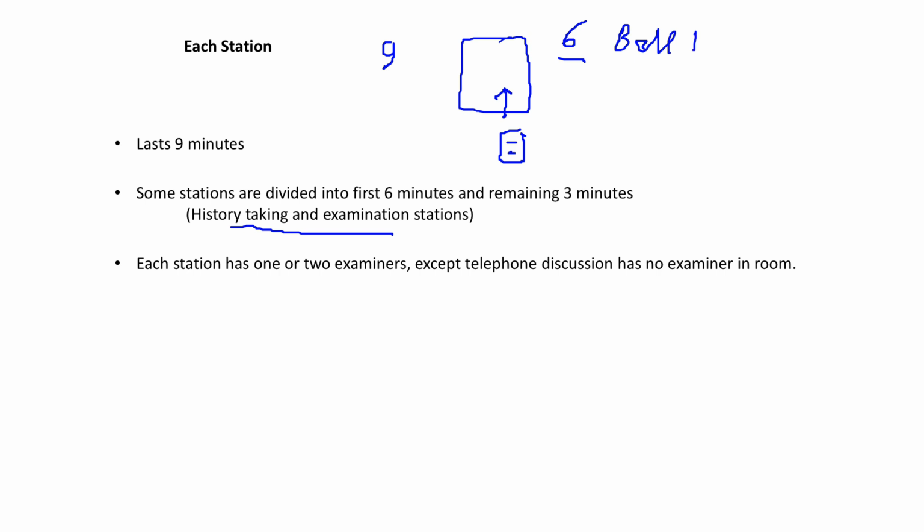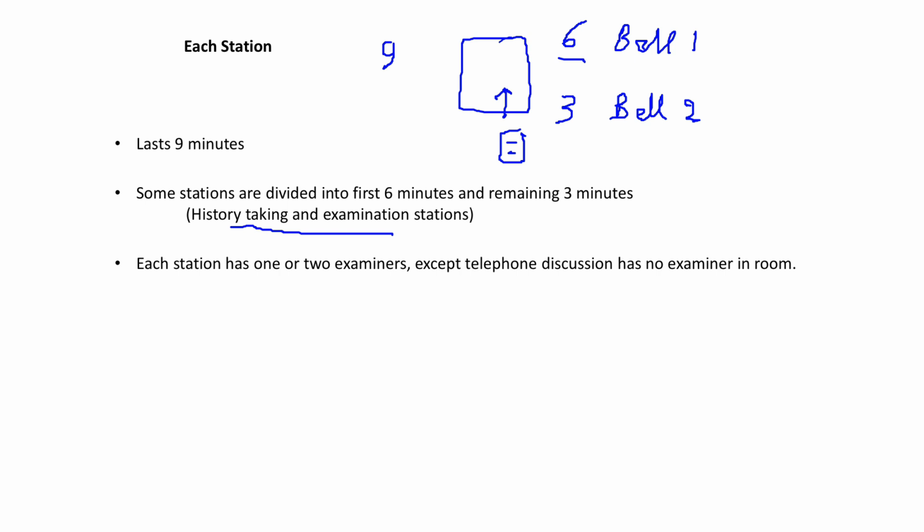And then after you have finished with history taking and physical examination, the examiner asks you questions: can you describe your findings, what is your possible diagnosis, what's the most likely diagnosis, what's the differential diagnosis, and they discuss this in 3 minutes. And after these 3 minutes, there will be bell 2, which means move on.